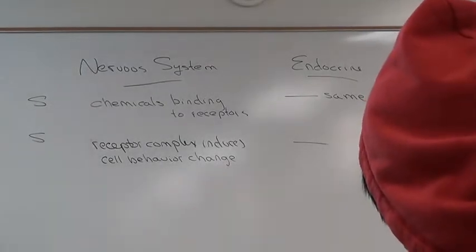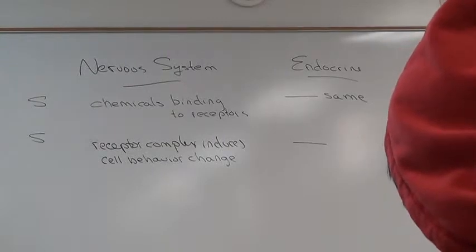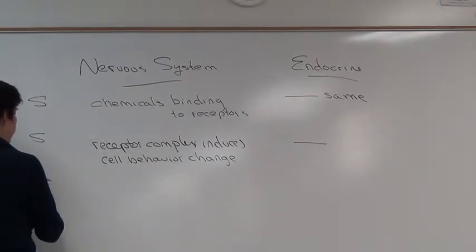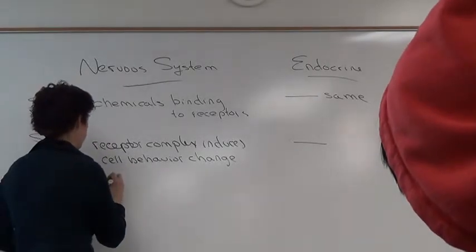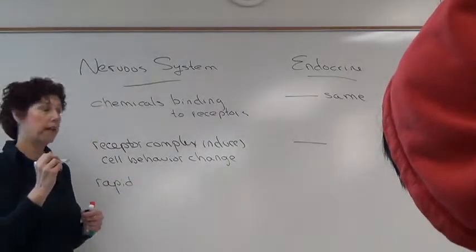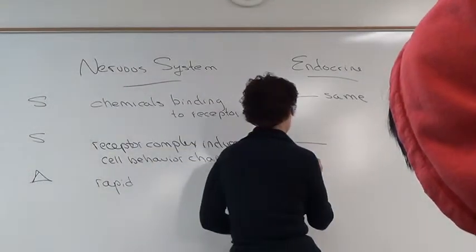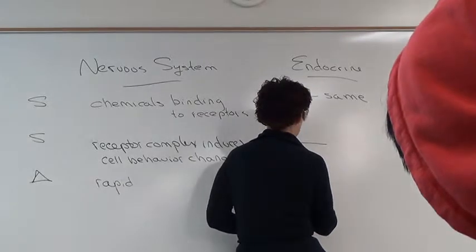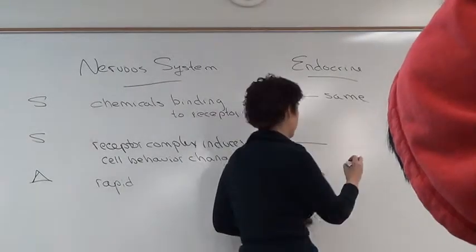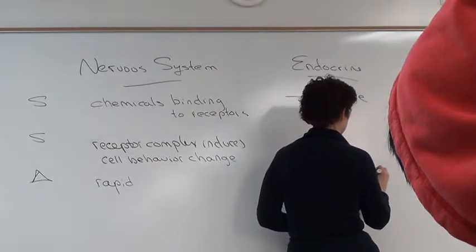All right, what about how rapid the response is? It's pretty fast in the nervous system. Okay, so a difference here, the nervous system is rapid. We're talking milliseconds, all right? Whereas this is slow to forever. We're talking minutes to hours to days.